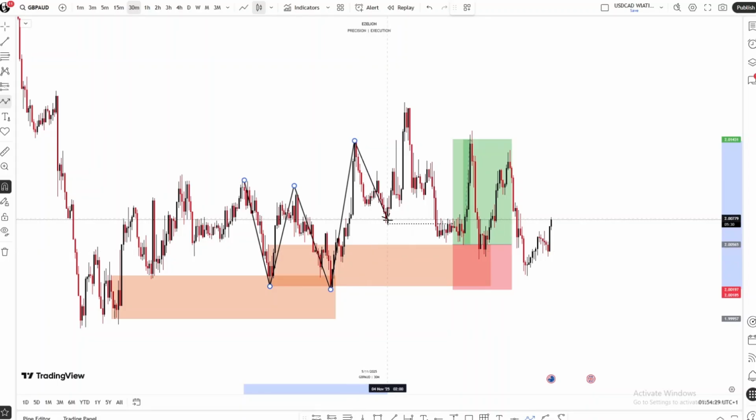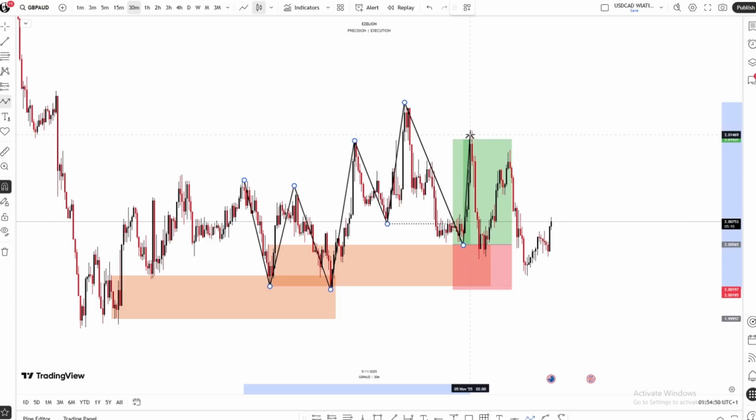It didn't mitigate this other block, form an incomplete pullback and then break the second structure. So this is that first type 1 setup. After I break this setup now, it has a real break of structure. Now you can set your limit order at this one. You can see what price did here. I traded this one setup.